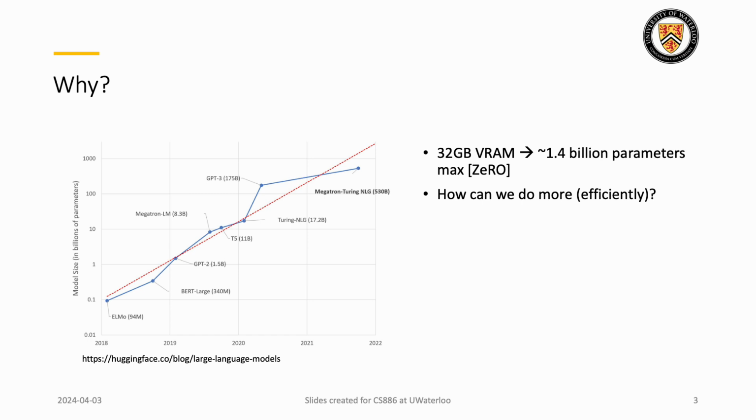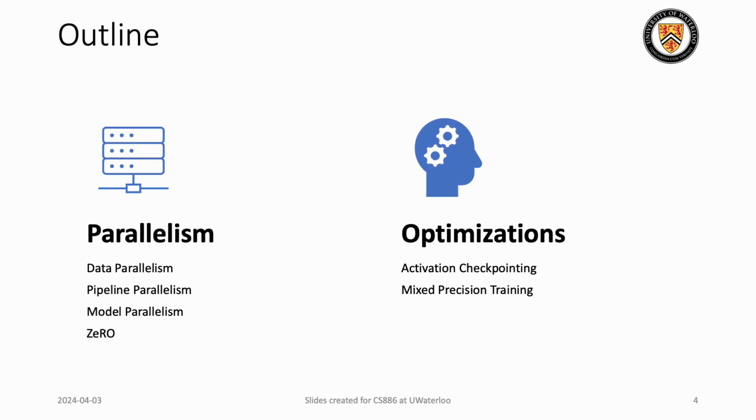We cannot just throw a lot of GPUs at the problem and think that it's going to be solved. Hopefully, after this presentation, you will appreciate the engineering put into it. So a little bit of an ambitious outline here, but we're going to be talking about parallelism primitives: data parallelism, pipeline parallelism, model parallelism, and then finally the ZeRO optimizer. And we're going to be also talking about some necessary optimizations for these things to work, like activation checkpointing and mixed precision training.